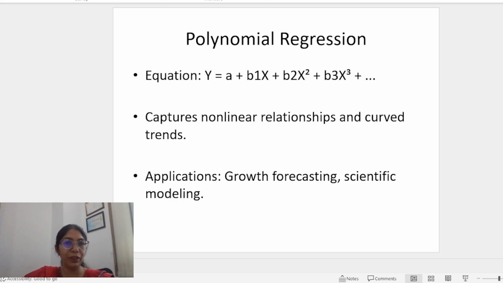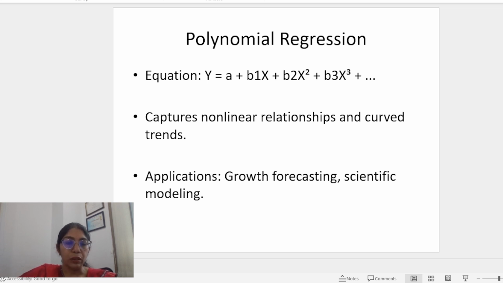Next comes polynomial regression. So sometimes the relationship between variables is not linear. In such cases, a straight line cannot accurately represent the data. So polynomial regression is designed to model these nonlinear relationships. The equation includes higher order terms such as x squared, x cubed, and so on. So as a result, the regression curve can bend and adapt to complex patterns in the data. For example, it is used for growth forecasting, scientific modeling, and similar kinds of applications.